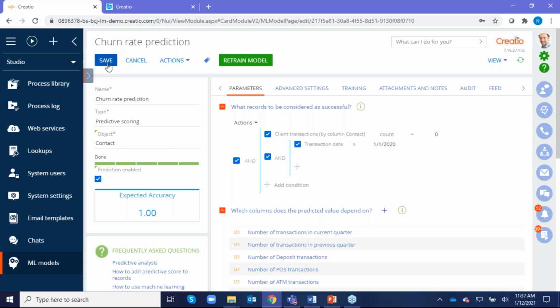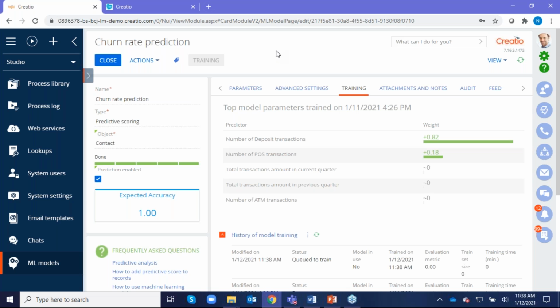So if I save this and then ask it to retrain this AI, now what is happening is it is actually kicking off the new training process. It said that there's new data that I need to look for. And now I've done the retraining.